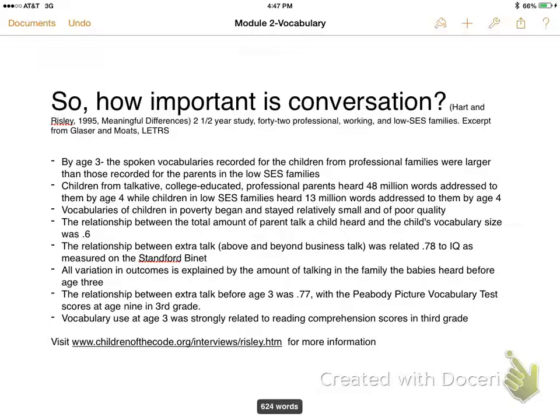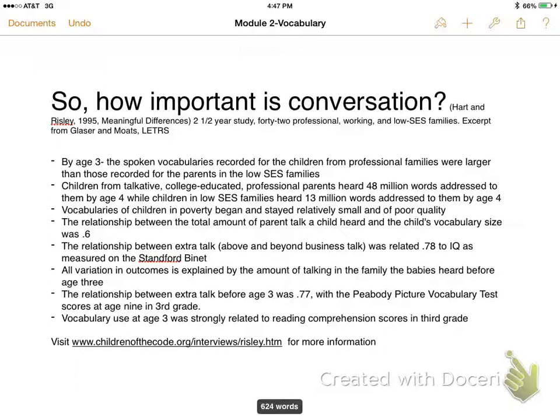Now listen to that. That means that the vocabulary that the 3-year-old used in a professional family was greater than the vocabulary used by the parents of those in a low socioeconomic status. Wow, that's huge, and it should make us pause and think for a minute about why that would be the case. Well, children from talkative, college-educated, professional parents heard 48 million words, while children from low socioeconomic families only heard 13 million words by the age of 4. That is a huge, huge gap.